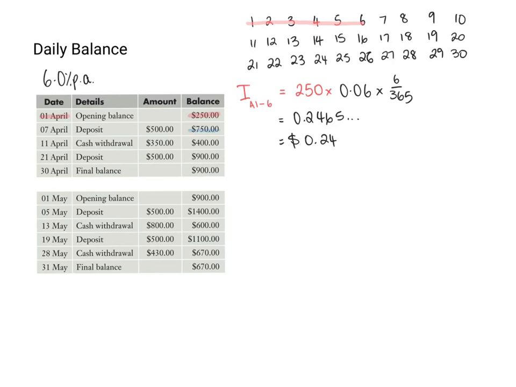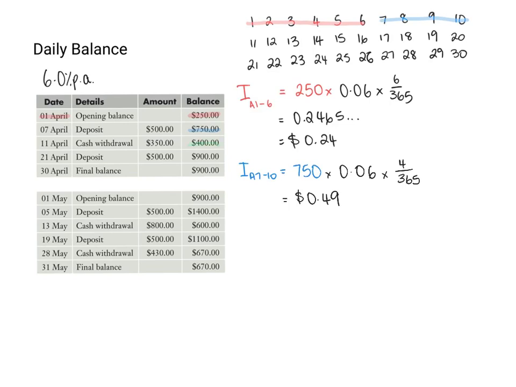Now that was from the 7th all the way to the 10th, so that's 4 days. So we then do the calculation for those days. So we'll do interest, April 7 to 10, is going to be 750 multiplied by your 0.06 times 4 over 365, because it was 4 days this time, which rounded down gives us the 49 cents. It was 0.493.